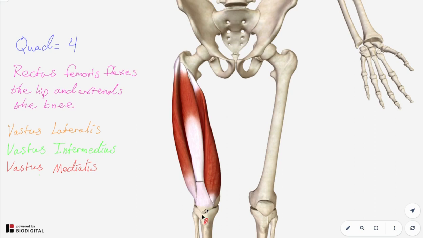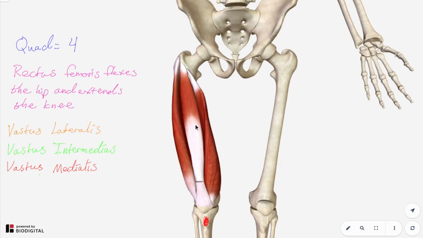So kind of like in the lower leg, how we saw the gastrocnemius, soleus, and plantaris all merged together into a common tendon and had a common insertion point, all four of the quadricep muscles merge into a single tendon and go through the patella, or the patella is basically embedded in that tendon, and then have their insertion on the tibial tuberosity.